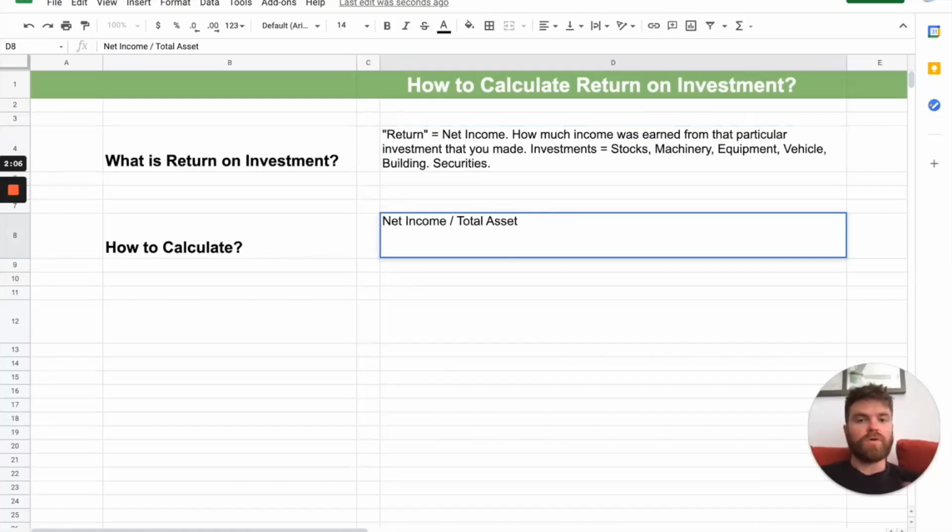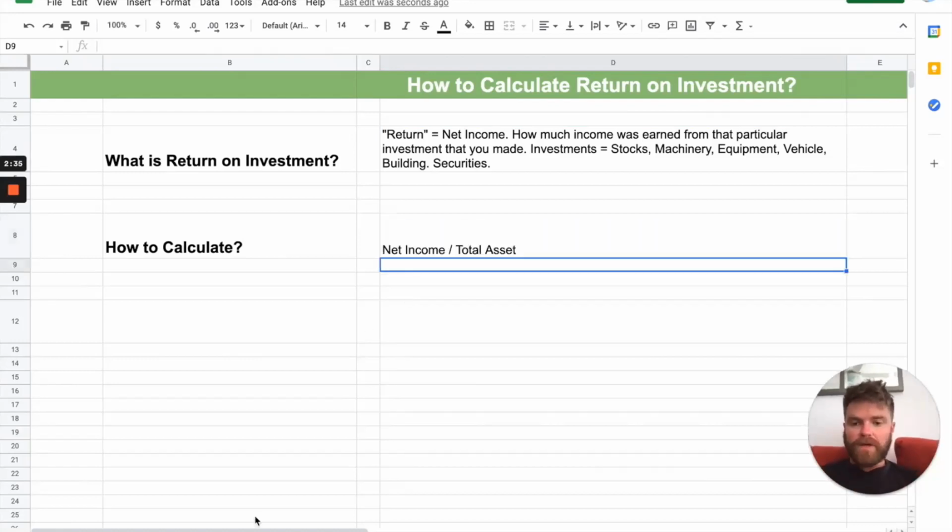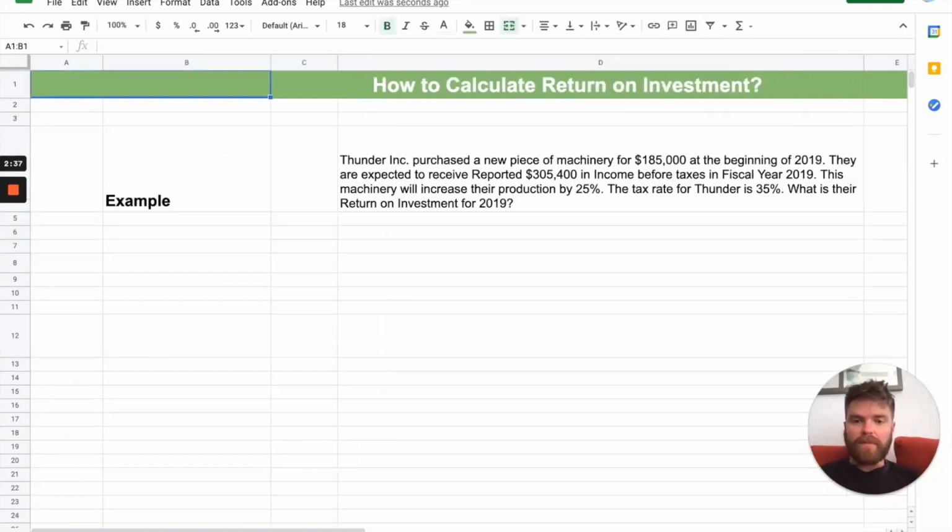So total assets. And again, that could be stocks, machinery, equipment, vehicle, building, securities. There's so many things you can invest in, right? But it's really just the amount of net income you get back divided by the total assets. So net income over total assets. And that's basically it. Now, there are lots of other types of formulas you might see in your textbook or online, but this is the most basic one and the one that really spreads across multiple types of industries. So let's take a look at a problem. It'll really make a lot more sense here.